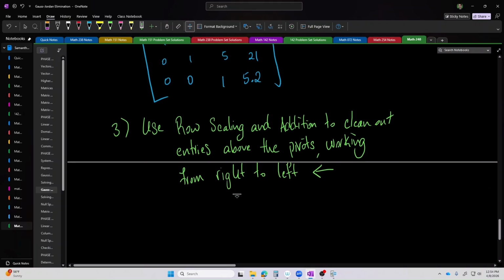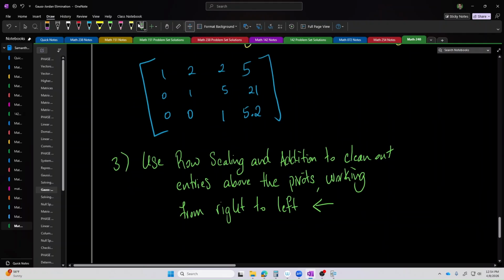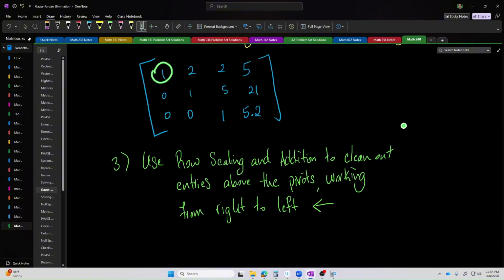So for example, as I start this process, I'm going to start with the pivot that's furthest right in this matrix. I have 3 pivots in this matrix, and the pivot that's furthest to the right is the pivot located right here at the bottom of column 3. So I'm going to start in column number 3, furthest to the right, and I'm going to use row scaling and row addition to clean out these 2 entries above the 1 in that third column.